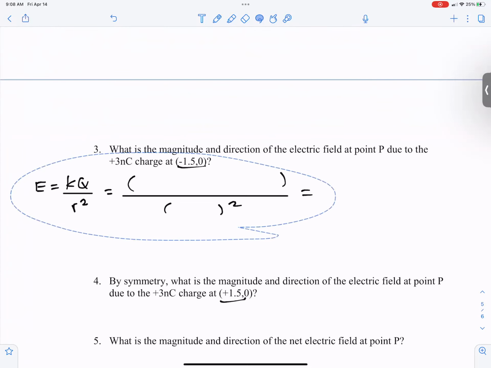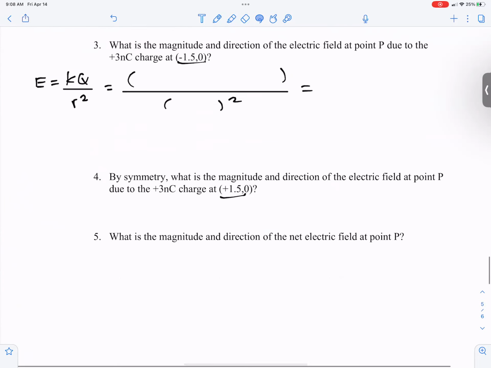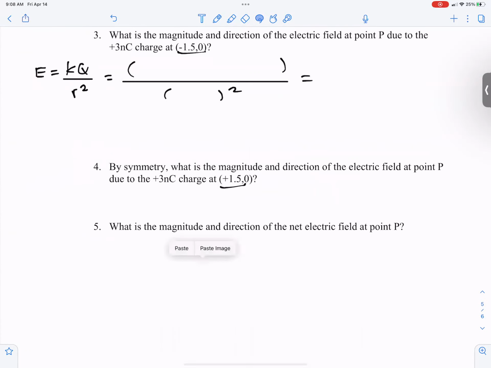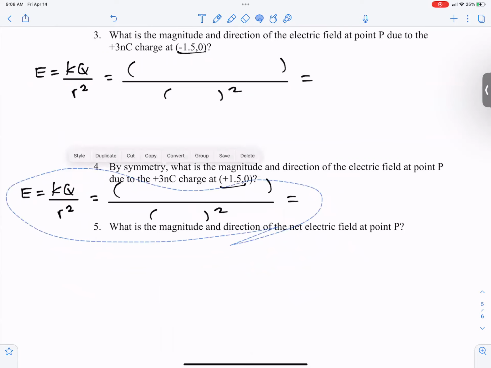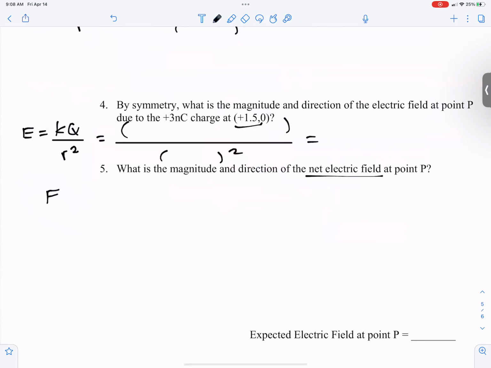We're going to go ahead and finish out this calculation here for both point A and point B. And then what is the net field? Well, how are we going to figure out the net field? First you have to figure out E in the X direction. That's going to be E1 cosine theta 1 plus E2 cosine theta 2. Figure out what the X component of your net E is.